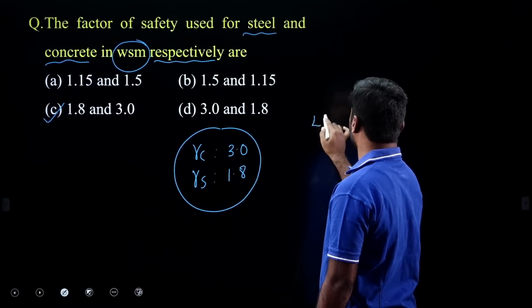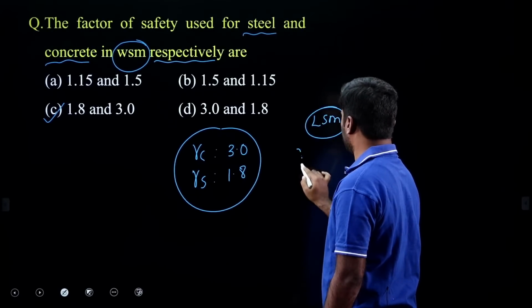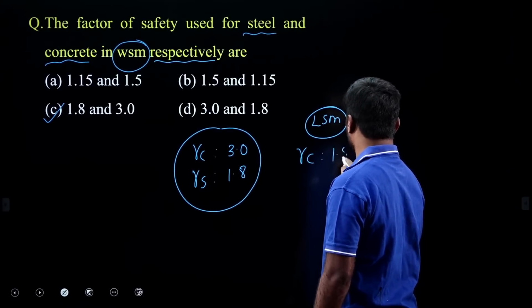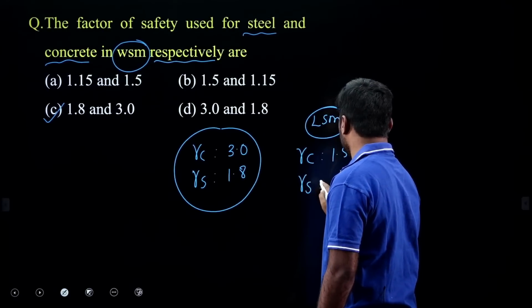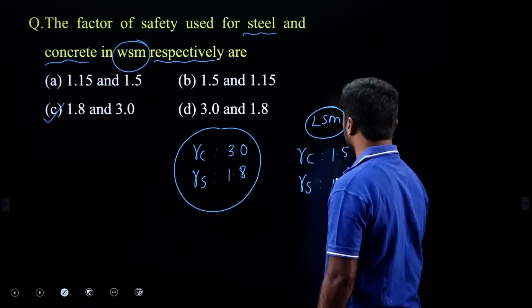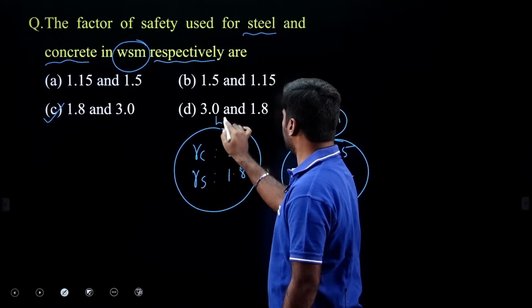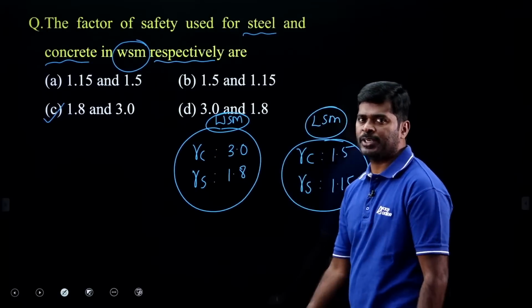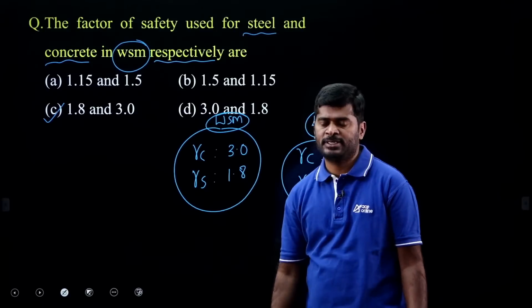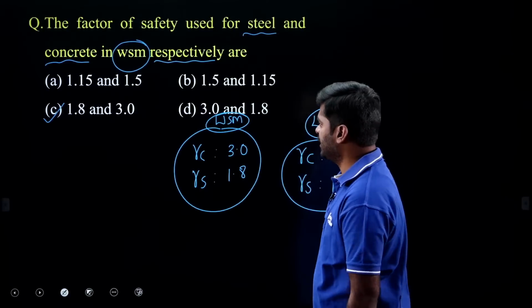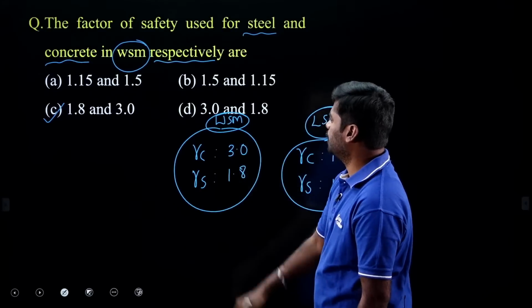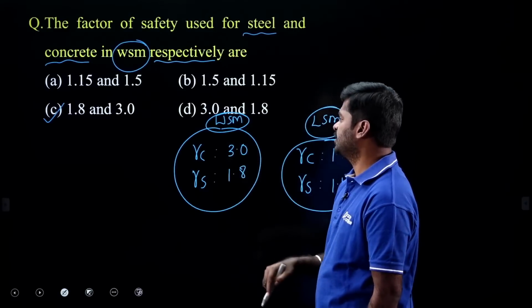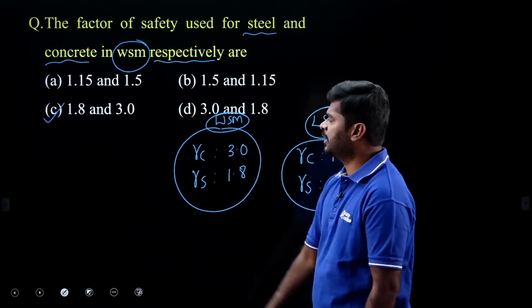In limit state method, partial safety factor used for concrete is 1.5, the partial safety factor used for steel is 1.15. In these two, any one you may expect in exam, either under working stress method or under limit state method. Partial safety factors for materials you will expect in exam. For the given question, my dear, option C is correct. Under working stress method for steel, safety factor used is 1.8 and for concrete is 3.